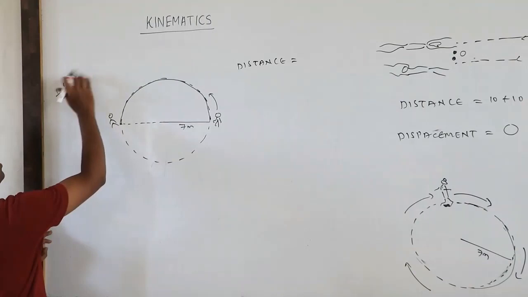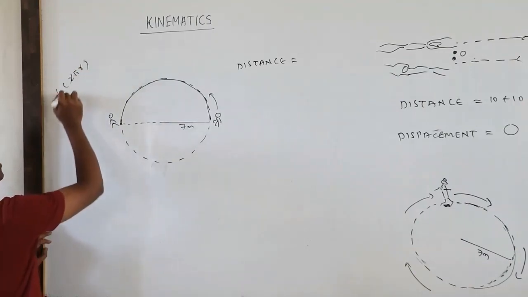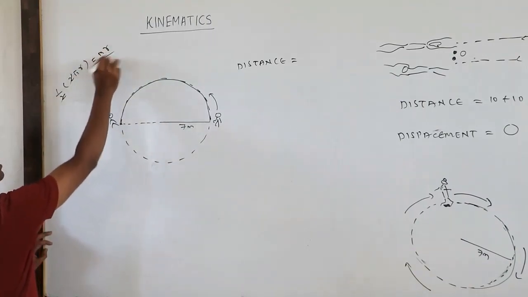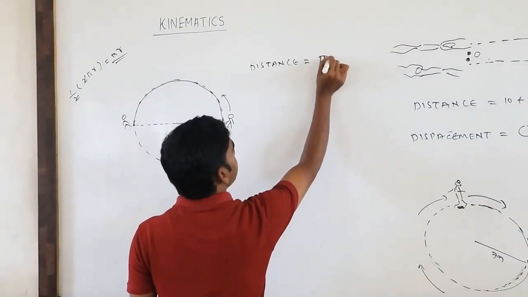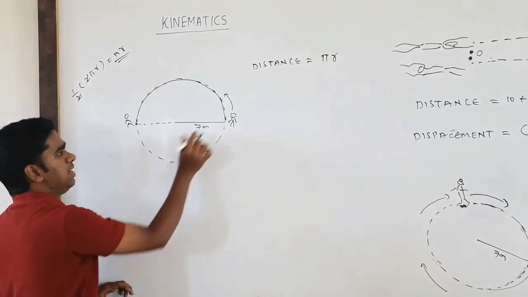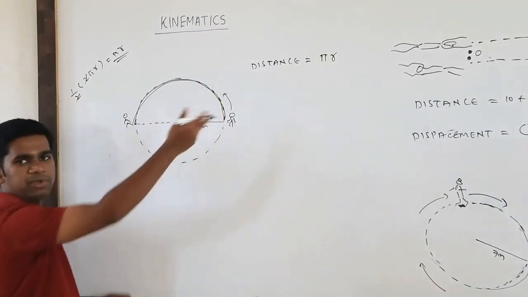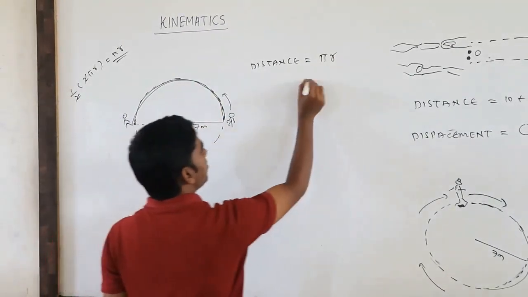Okay. So the circumference of the circle is what? 2 pi r. So 2 will get cancelled. So pi r. So what is the distance here? Distance is pi r. Total is 2 pi r, so half will be what? Pi r.